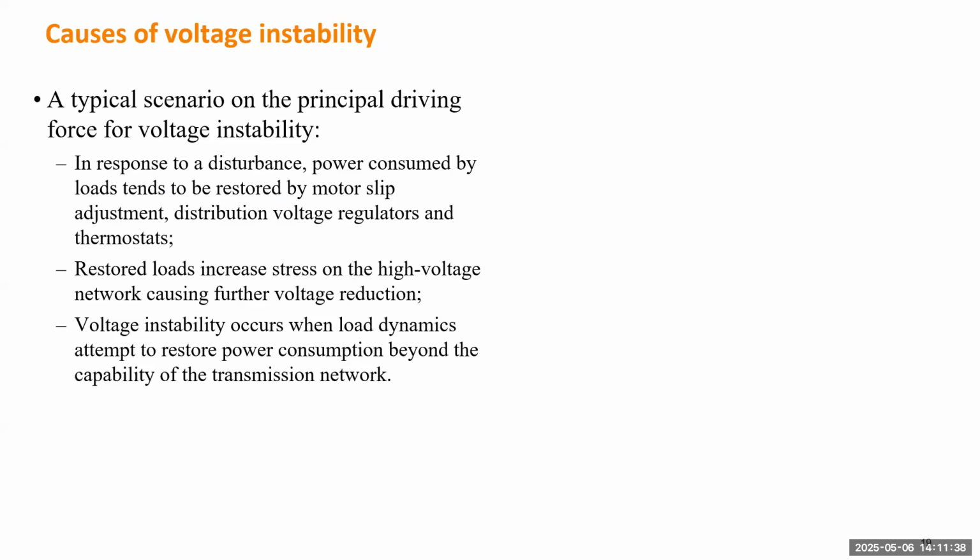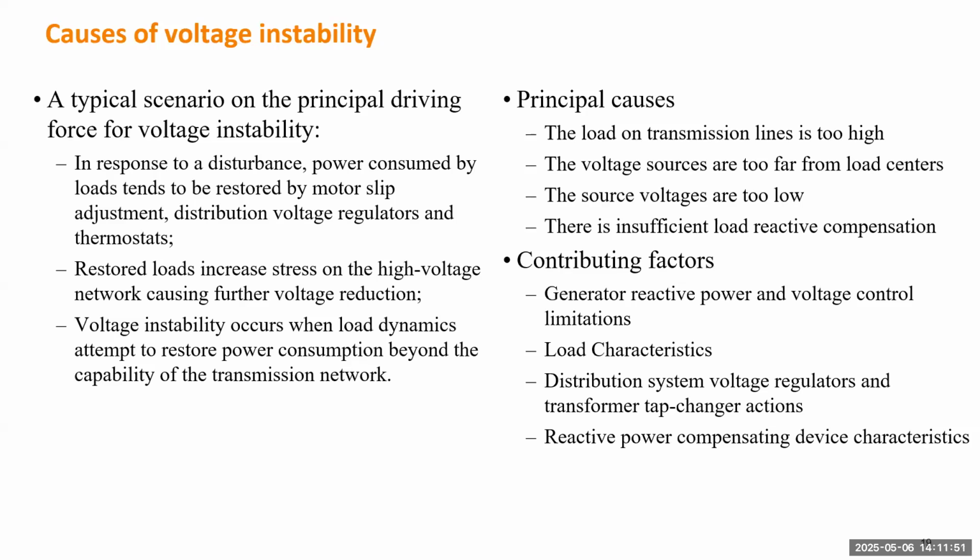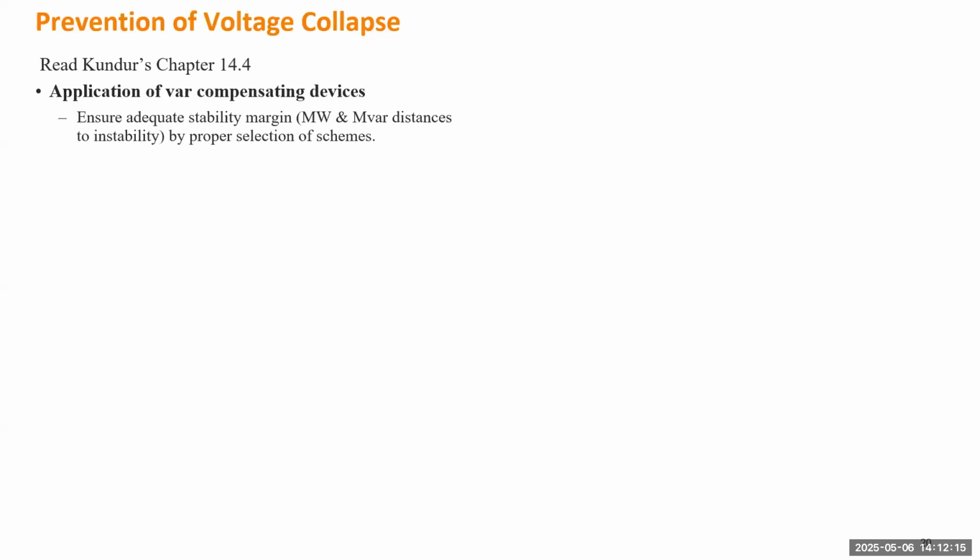Let me see. I don't have more time to go through the remaining slides, but this slide just lists some causes of voltage instability. You can just read through those sentences. I already uploaded the slide to Canvas. Let me take a look at what I can emphasize. For the contributing factors, the tap changing transformer will be critical. There is also some prevention of voltage collapse.